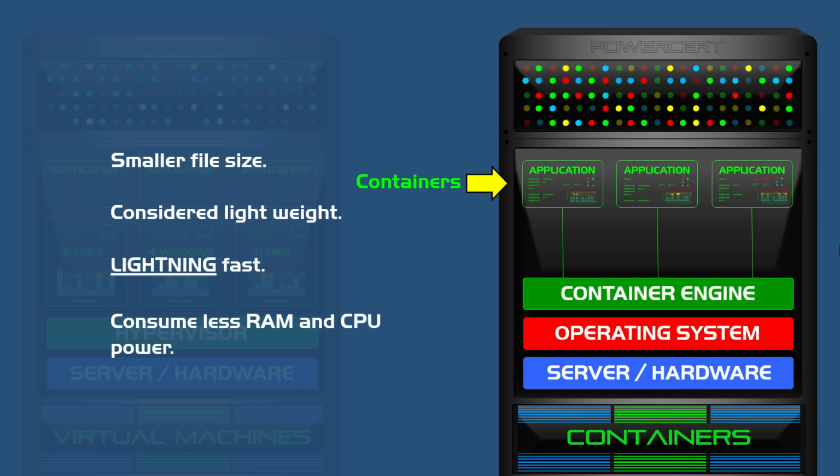Now, both VM files and container files are portable, which means that you can move them easily to different machines. But container files are a lot smaller, which makes them ultra portable.